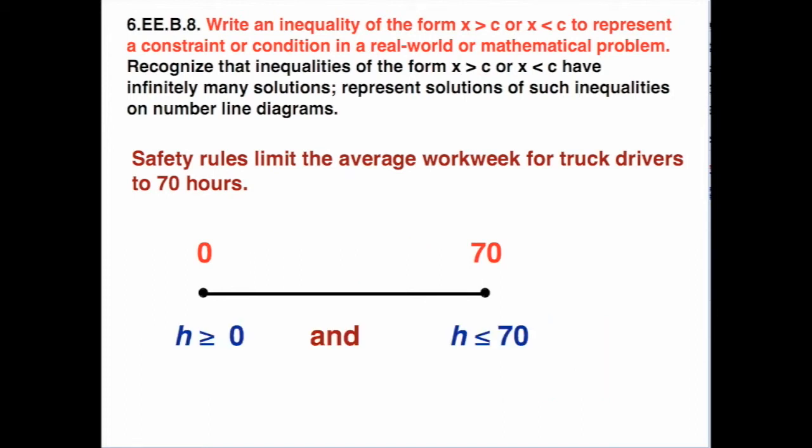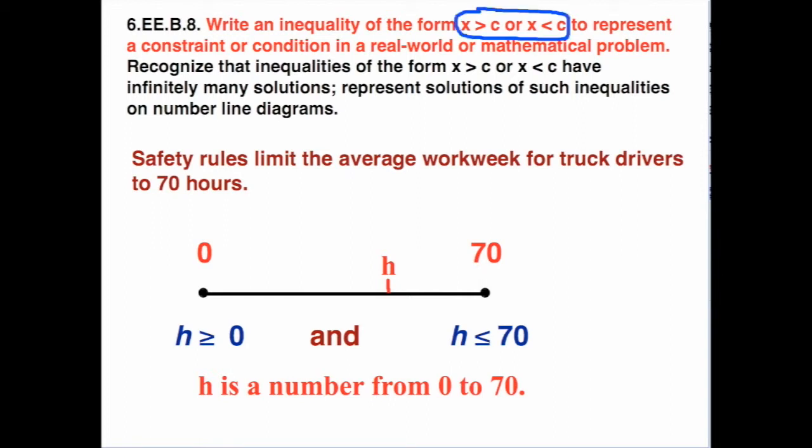Okay, now these two conditions, the number of hours has to be greater than or equal to 0, but they also have to be less than or equal to 70. So we know that the number of hours is going to fall somewhere in this interval. And in plain English, we know how to state it, that the number of hours, the h, is a number from 0 to 70. But we have a problem. How do we represent this mathematically?